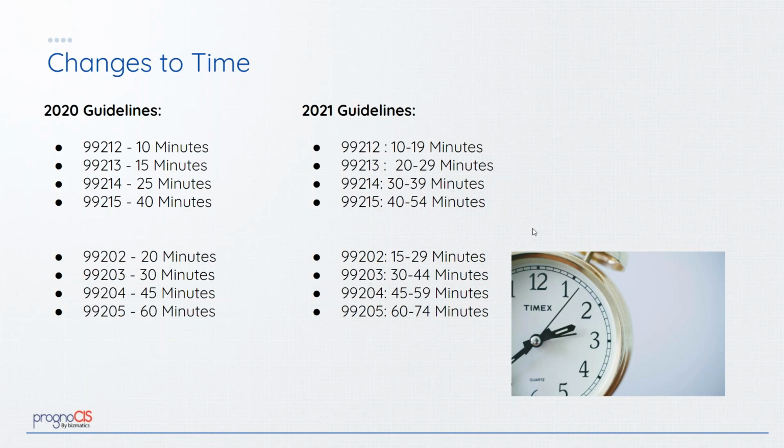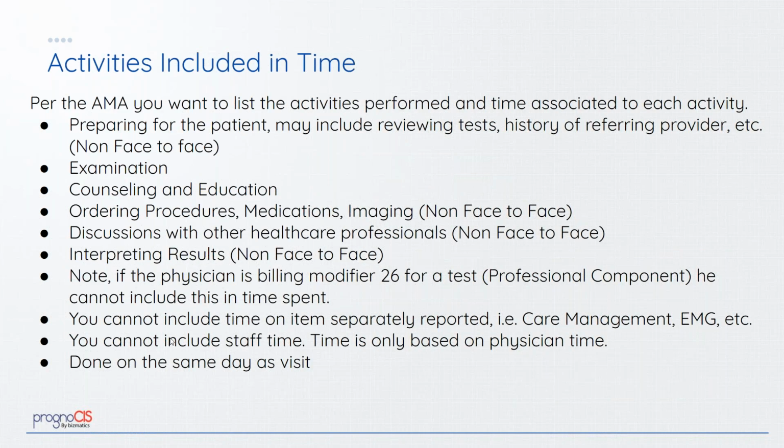Changes to time. As you can see, we have columns. The 2020 guidelines, 99212 was 10 minutes, but now for January 1st, it will be 10 to 19 minutes. 99213, 15 minutes will now be 20 to 29 minutes, and so on. And then 99202 was 20 minutes. Now in 2021, it will be 15 to 29 minutes. 99203, 30 minutes will now be 30 to 44 minutes. 99205, next slide.